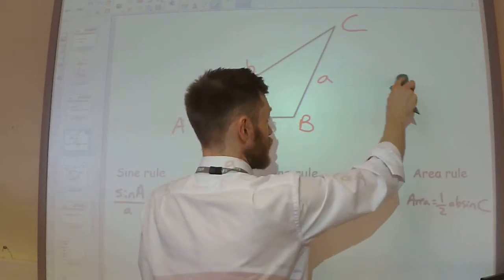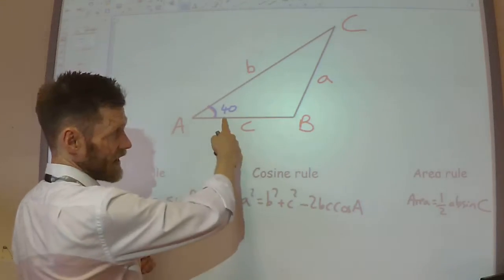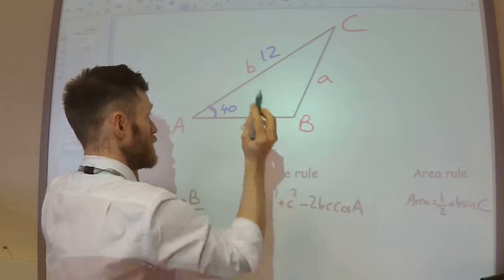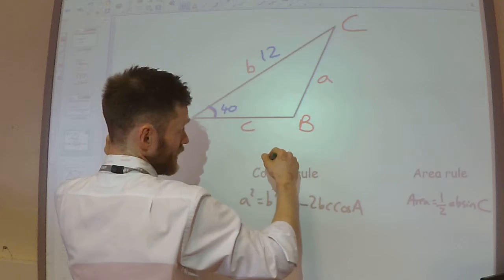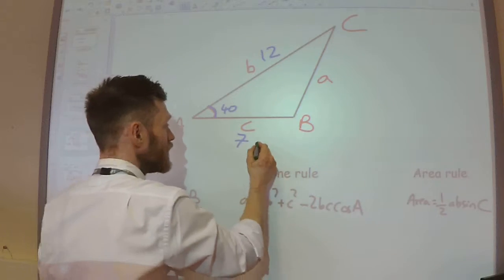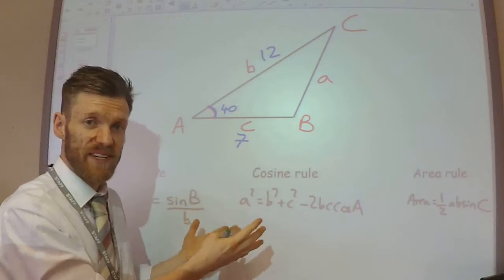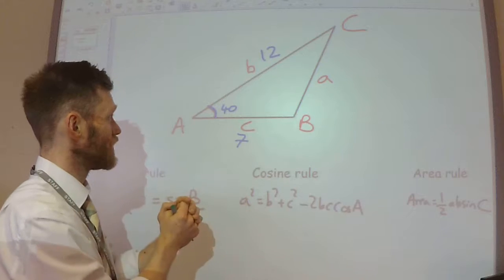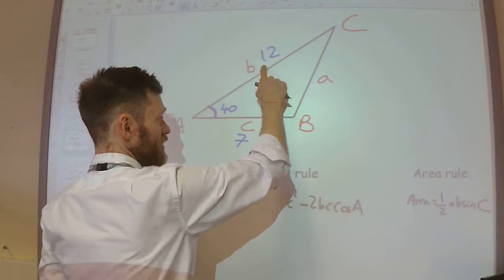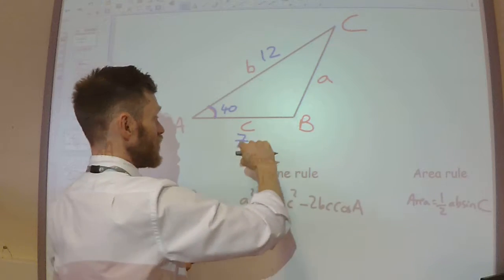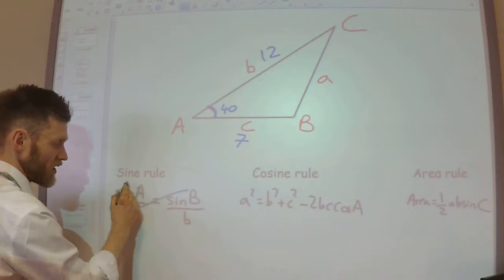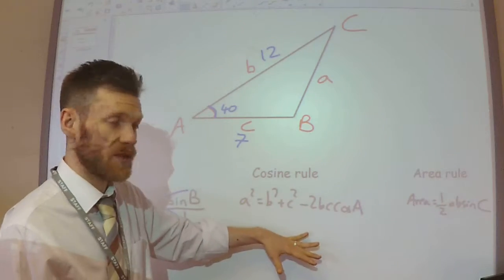If I didn't know what that was, if I knew that angle but I didn't know that side, perhaps I knew this side over here was 12, and this side here was 7, I don't know, then I don't have any pairs. Nothing's matching up. I've got this angle but I don't have that side. I've got this side but I don't have that angle. So there's no matching pairs. So you can't use the sine rule in that case, and you'd have to use the cosine rule.